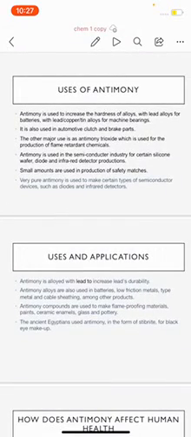Again, uses and applications of antimony. Antimony is alloyed with lead to increase lead's durability. Antimony alloys are also used in batteries, low-friction metals, type metal, and cable sheathing, among other products. Antimony compounds are also used to make flame-proofing materials, paints, ceramic enamels, glass, and pottery. The ancient Egyptians used antimony in the form of stibnite for black eye makeup.